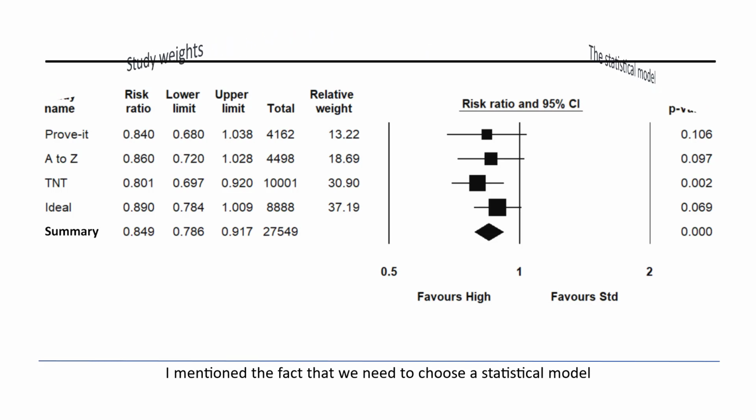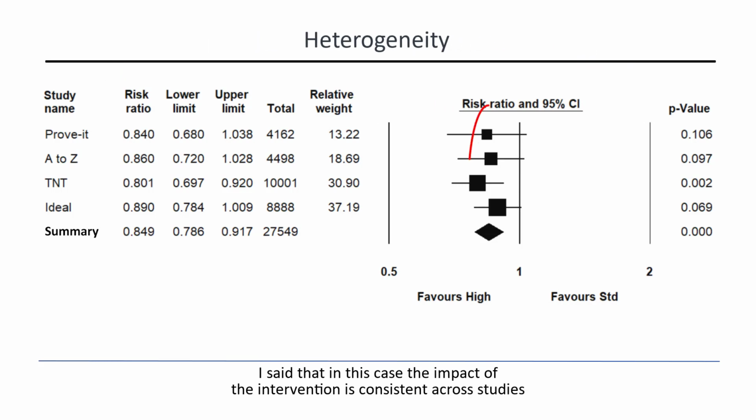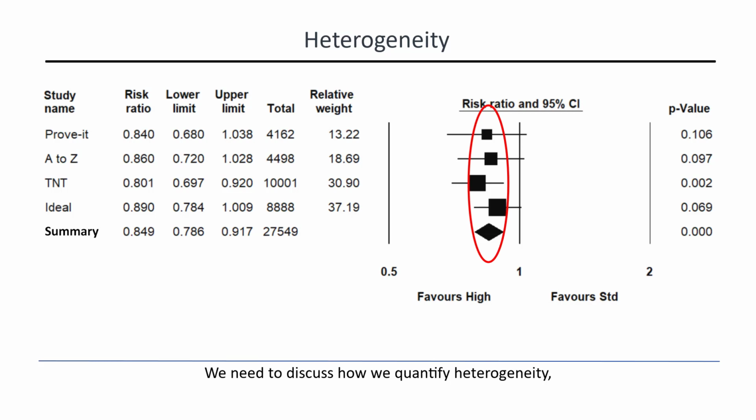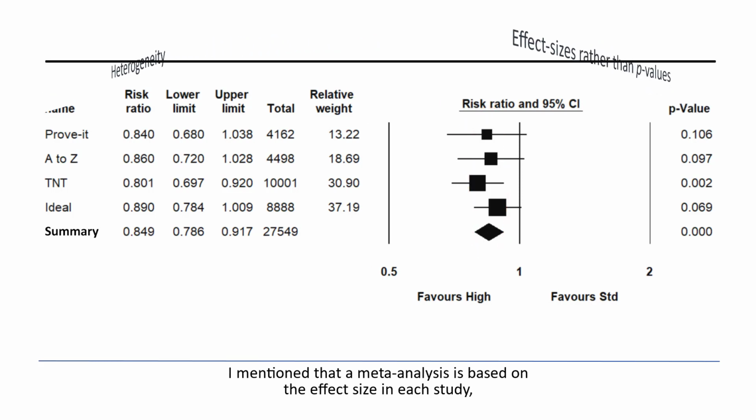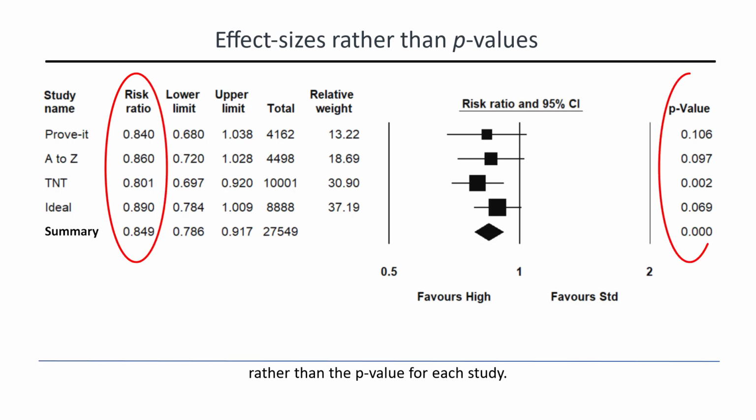I mentioned the fact that we need to choose a statistical model. Typically, we choose between the fixed effect model and the random effects model. I said that the correct model in this case was the random effects model. We need to discuss what these models are and how to choose between them. I introduced the idea of heterogeneity. I said that in this case, the impact of the intervention is consistent across studies. We need to discuss how we quantify heterogeneity and how it affects the potential utility of the intervention. I mentioned that a meta-analysis is based on the effect size in each study rather than the p-value for each study. I want to spend some time discussing that.